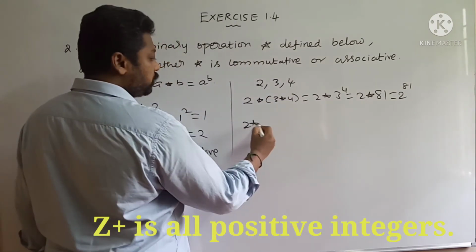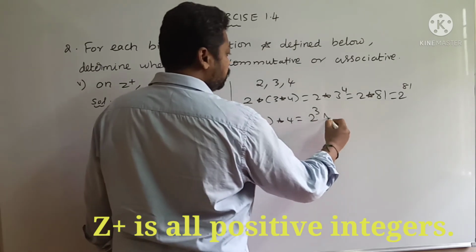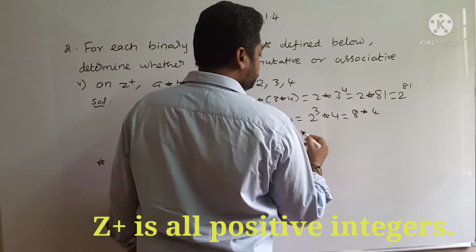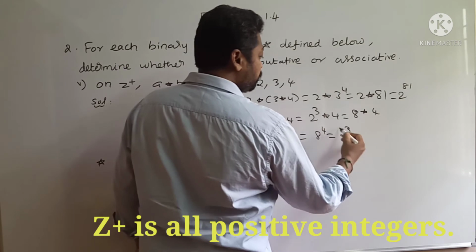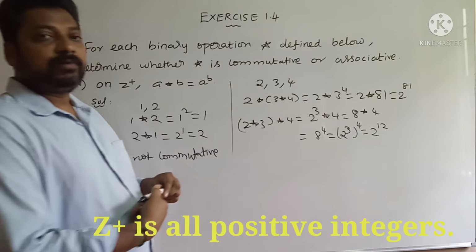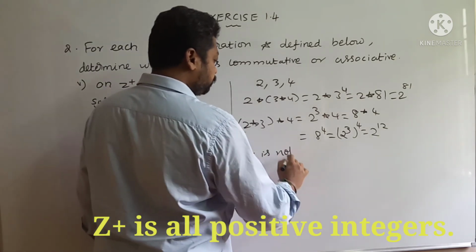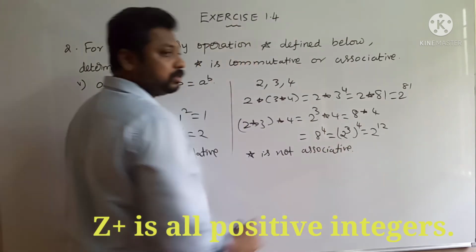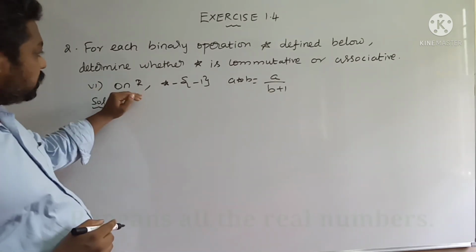Now (2 star 3) star 4 is equal to 2 power 3 star 4, that is 8 star 4. So that is equal to 8 power 4. 8 is 2 cube, to the power 4, so 2 power 12. So both have different values, so it is not associative. So star is not associative.